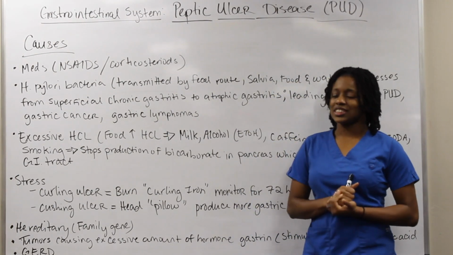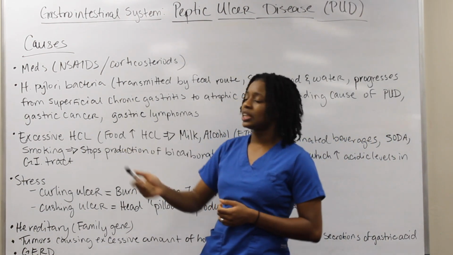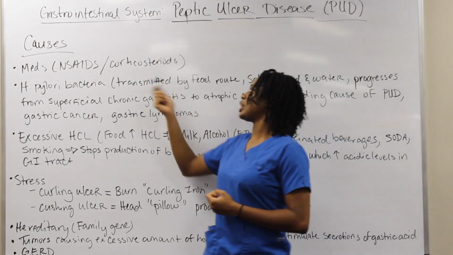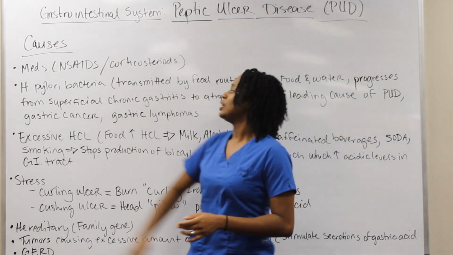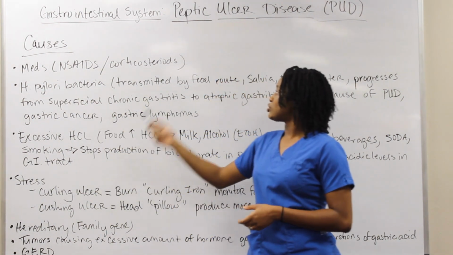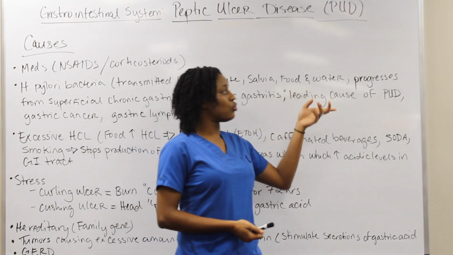So here we have the causes of peptic ulcer disease. We have medications like your NSAIDs, and then you also have corticosteroids that can also cause that erosion as well. H. pylori bacteria, which is transmitted either from the fecal route, saliva, food, or water, right?